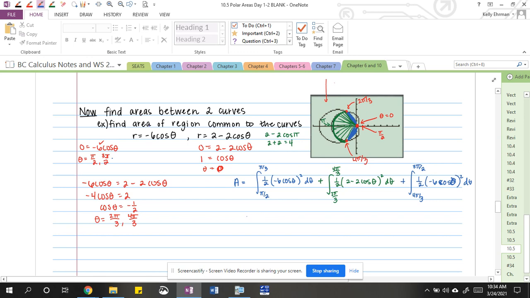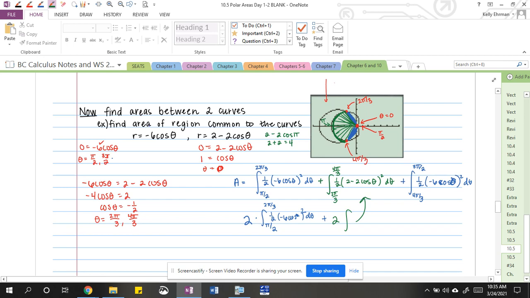So I could say I need 2 times the integral from pi over 2 until, did I write pi over 3 here? Excuse me, I meant 2 pi over 3. Sorry about that. Anyway, from pi over 2 to 2 pi over 3 of 1/2 minus 6 cosine squared d theta, not a squared there. And then I need 2 times the area of that one. Just going to save time.